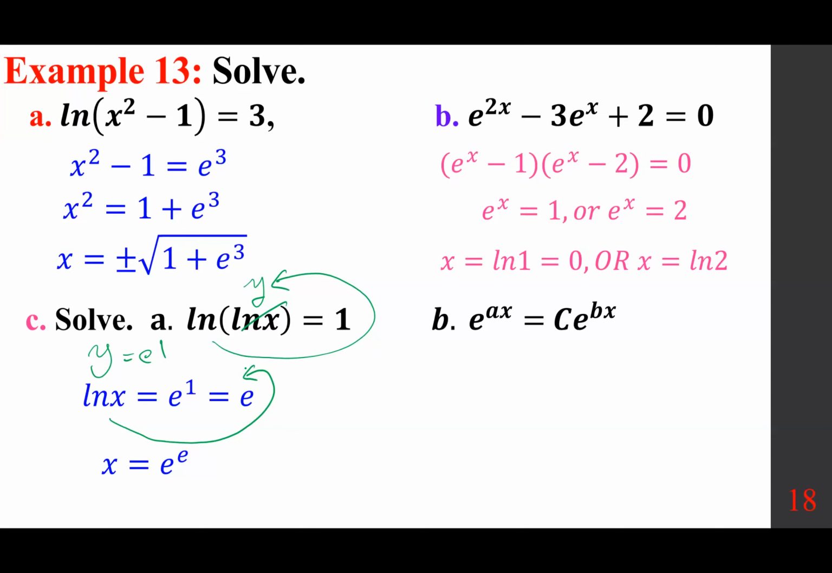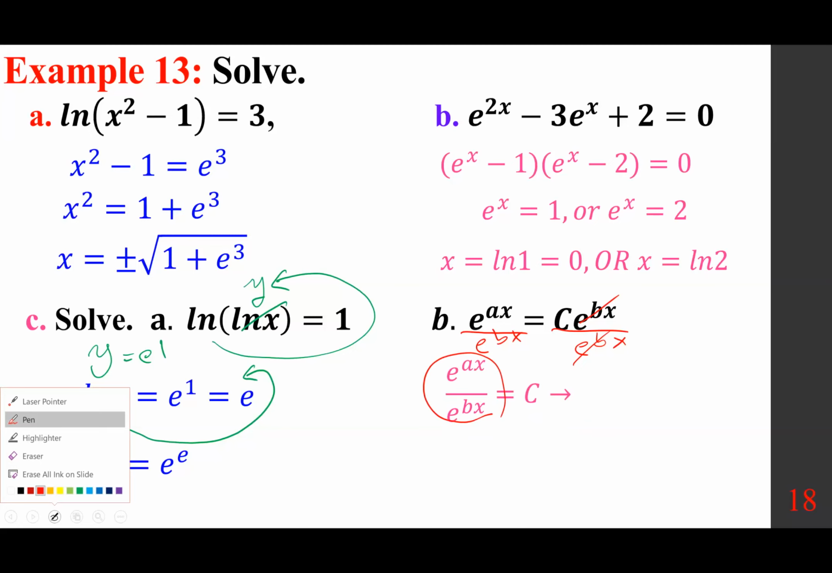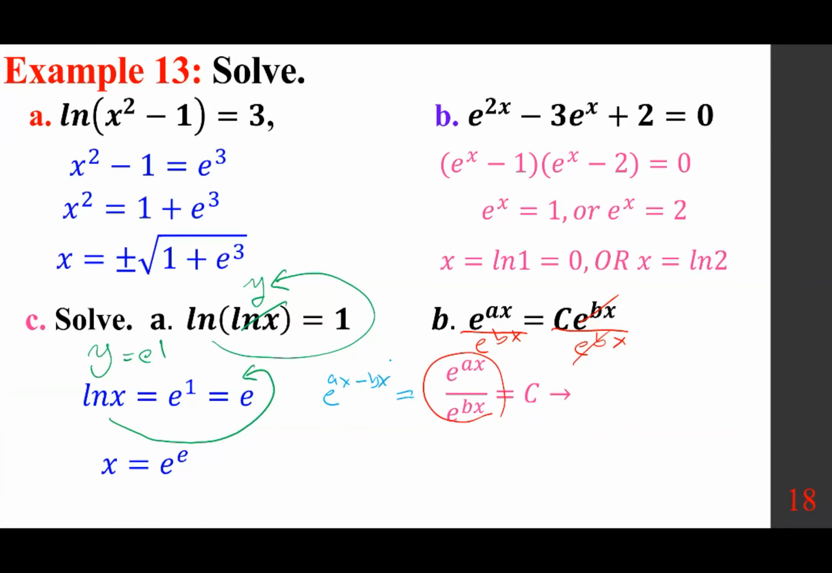For part B, we want to solve for x. And to do that, we're going to divide both sides by e to the power of bx. Let me show you. So you're going to divide this like so. And the left side, using the exponential rules, is e to the power of ax minus bx. So I can factor out the x and I get a minus b times x.